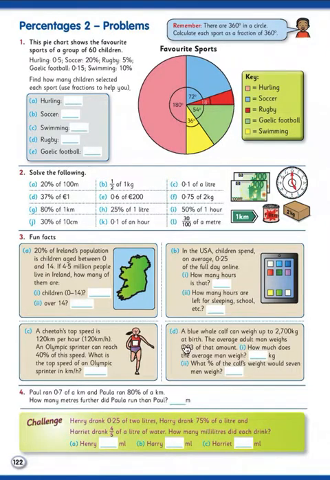So when you find out how much the average man weighs, you'll have to find out what 7 of them weigh. Okay, and you'll have to find that as a percentage of this amount. You'll pop it over this amount to have a fraction, and then work out your percentage. Paul ran 0.7 of a kilometre. Paula ran 80% of a kilometre. How many metres further did Paula run than Paul? So you find 0.7 of a kilometre and you find 80% of a kilometre by changing to fractions and see what the difference is. And then you have your challenge there.